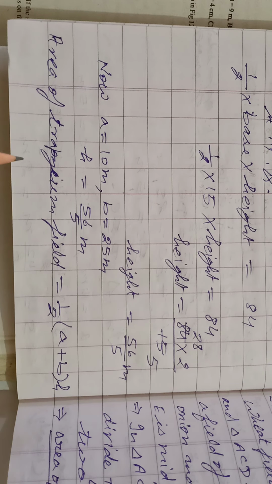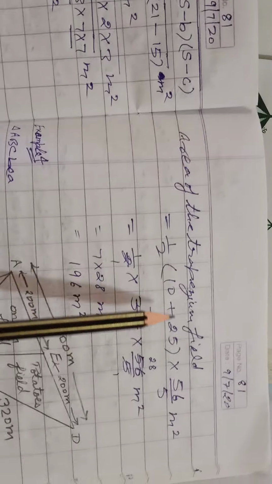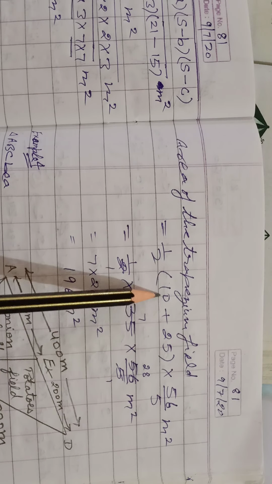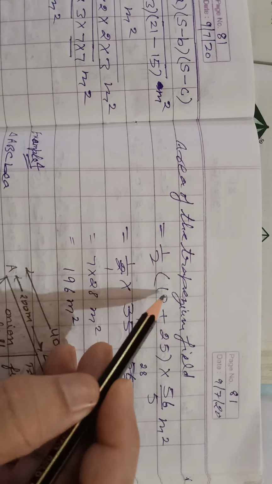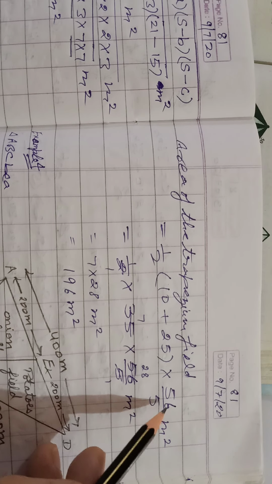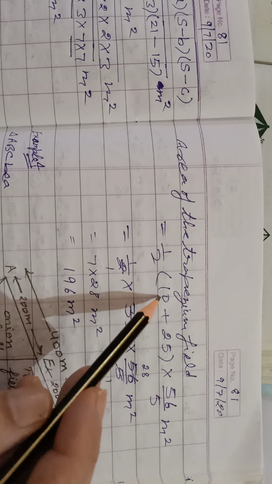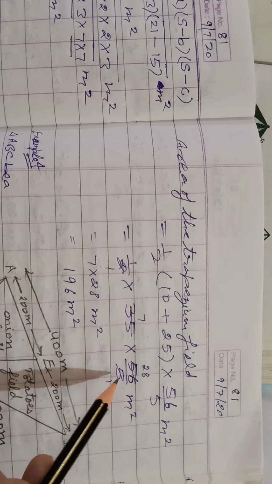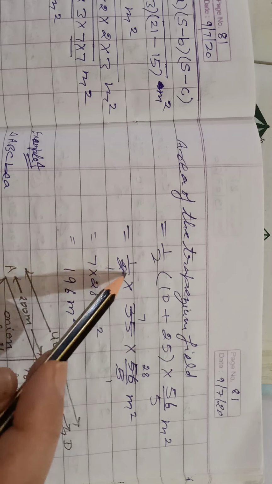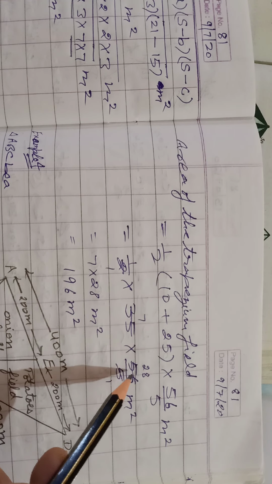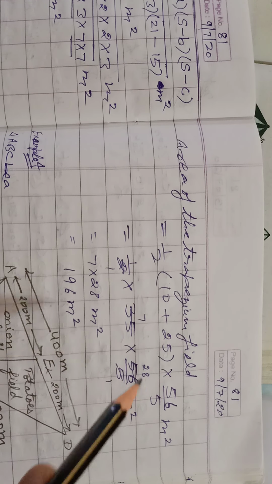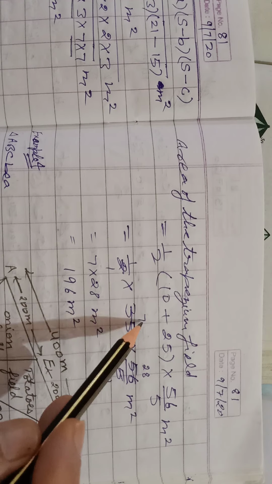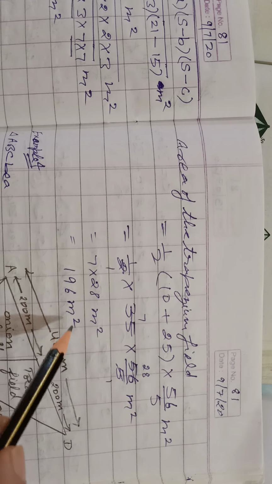Area of trapezium field equal to 1 upon 2 bracket a plus b into h. Area of trapezium field 1 upon 2, value of a is 10, value of b is 25, multiply h 56 upon 5. 35 multiply 56 upon 5 multiply 1 upon 2. 5 ones are 5, 5 sevens are 35, 2 ones are 2, 2 twenty, 2 twos are 4, 2 eights are 16, that is 28. 28 multiply 7, 196 meters square.